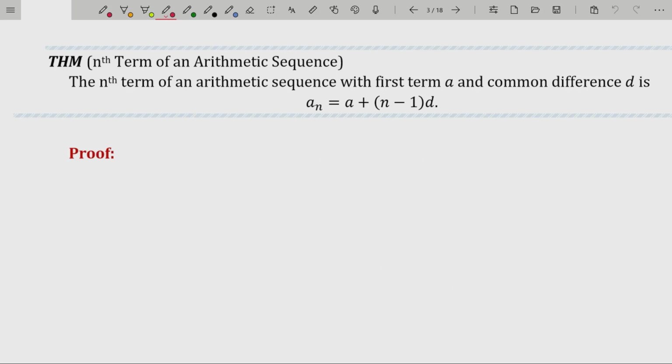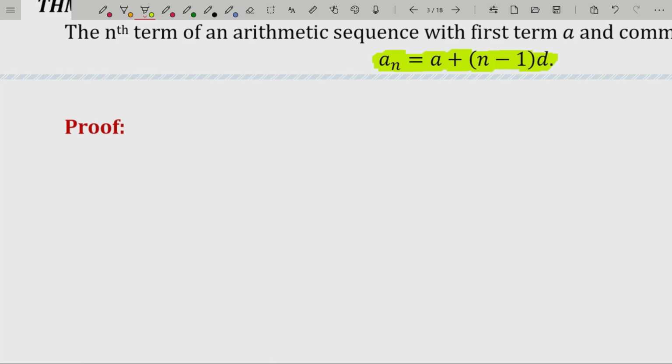Theorem: the nth term of an arithmetic sequence is given by the following. a sub n is equal to a plus the quantity n minus 1 times d. That is the nth term of the arithmetic sequence, with the first term being a and the common difference being d. The proof of this actually just relies upon the definition of an arithmetic sequence.